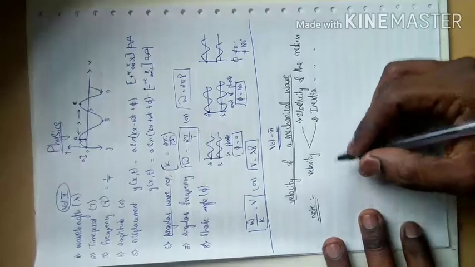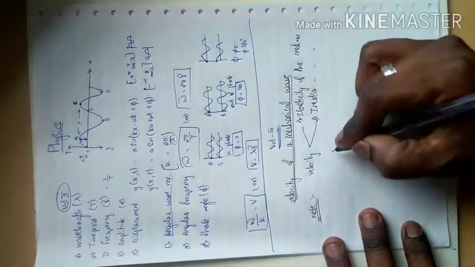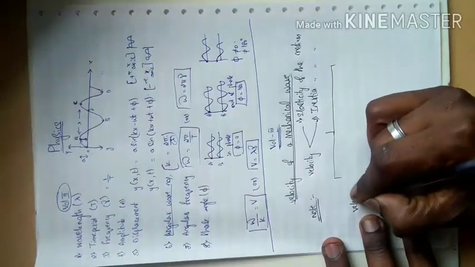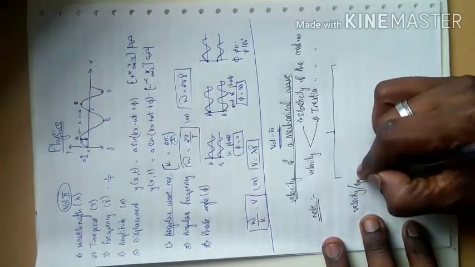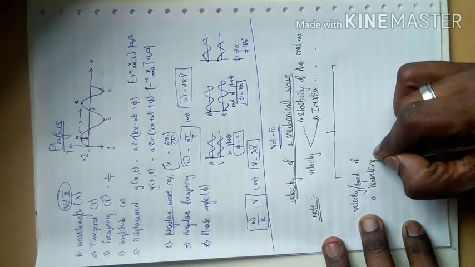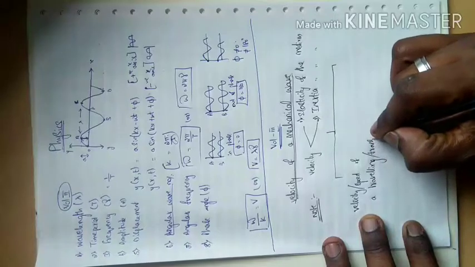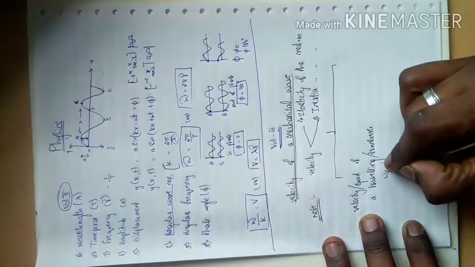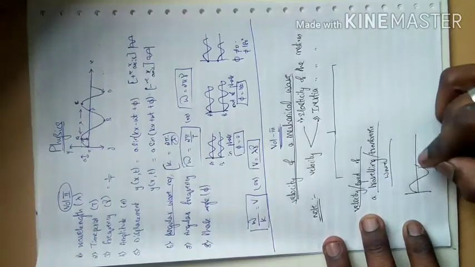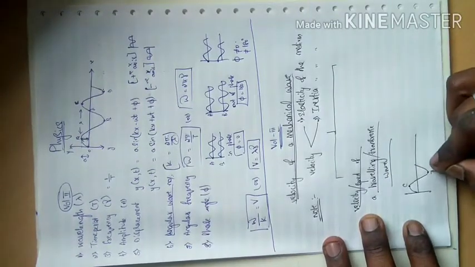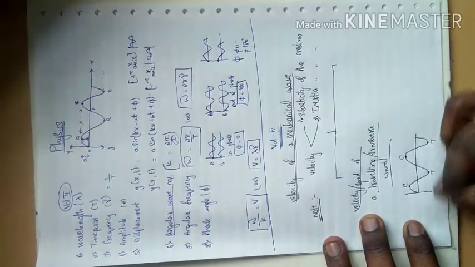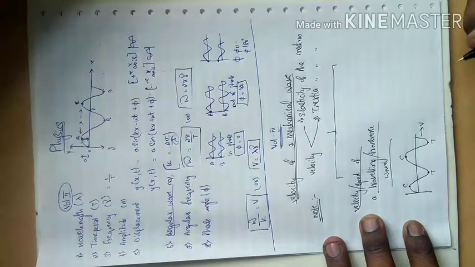Mechanical waves are of how many types? There are two types. Therefore, we are going to discuss the velocity, otherwise the speed, of a traveling wave, another name for which is the transverse wave. That is for crest and trough. This is crest and this is trough. For this wave we are going to find out the speed, that is, the velocity.